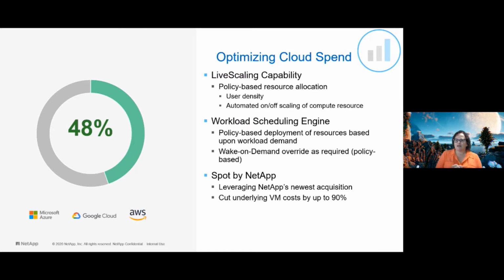One of them is the live scaling capability, which is a policy-driven resource, and basically it goes out and views all the virtual machines that you have in your environment and makes sure that the density is right and that they're active. If they're not active, live scaling will shut down those resources so that you're not paying, or your customers are not paying, for cloud resources that they don't need.